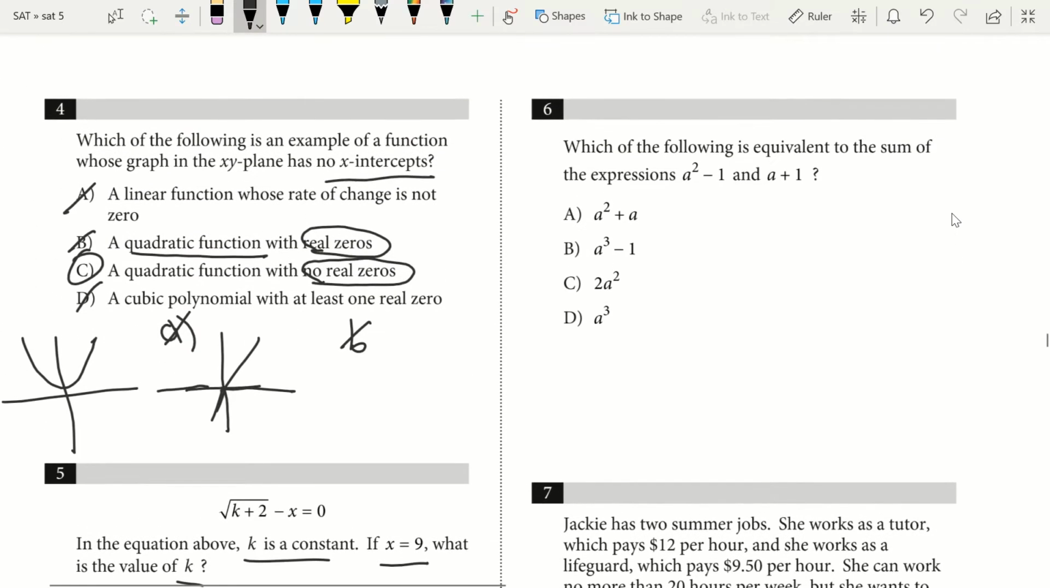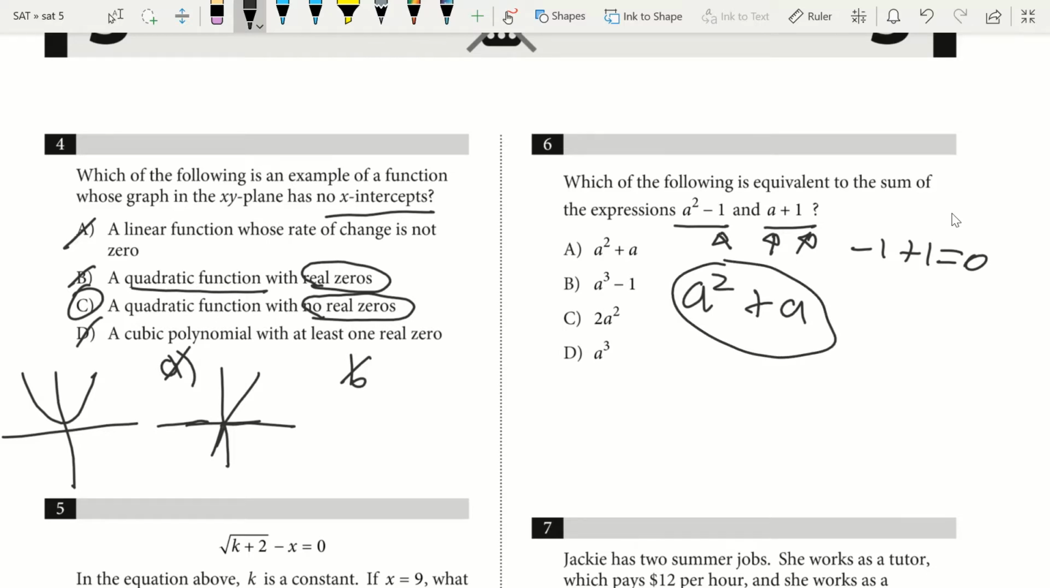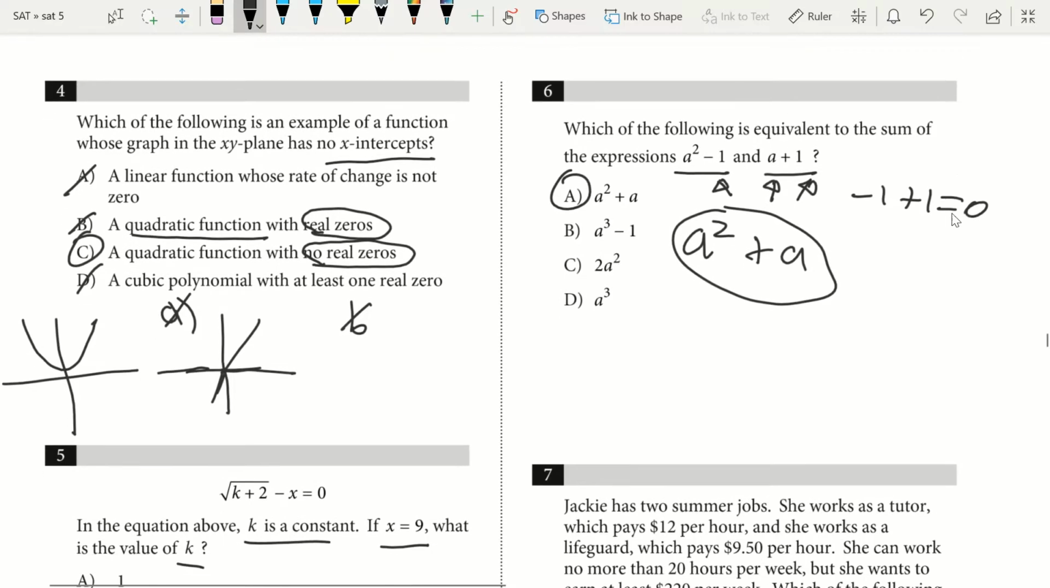Question 6. Which of the following is equivalent to the sum of the expression a squared minus 1 and a plus 1? Well, all we're going to do here is we're going to add our a squared, and then we have plus our a right here, and then we have our minus 1 right here, and then plus 1. Well, minus 1 plus 1 equals 0, so they'll just cancel each other out, and we're left with a squared plus a, which is A. The answer choice, A.